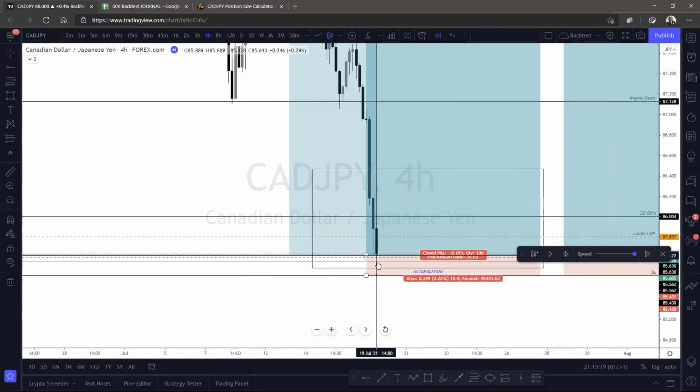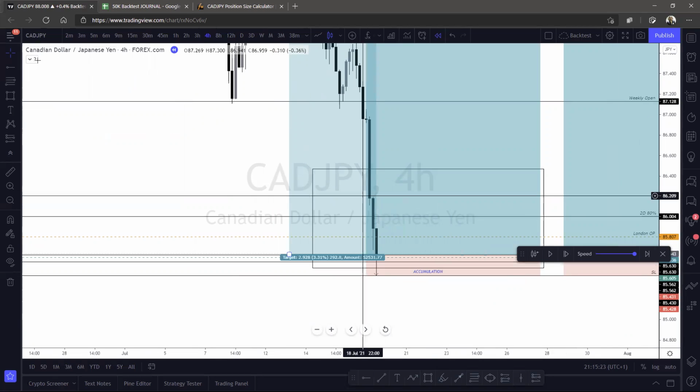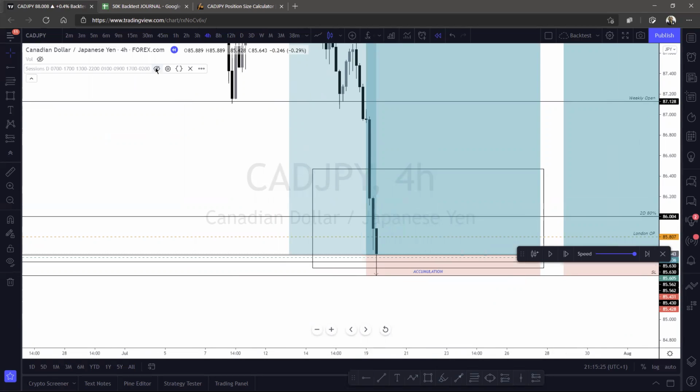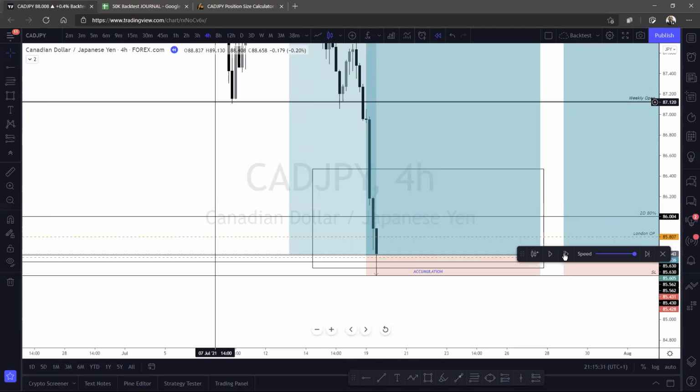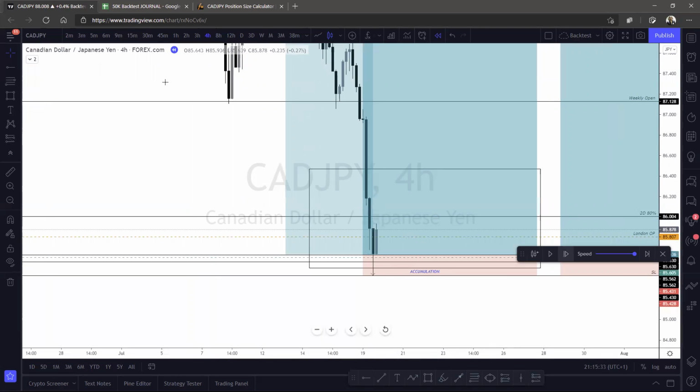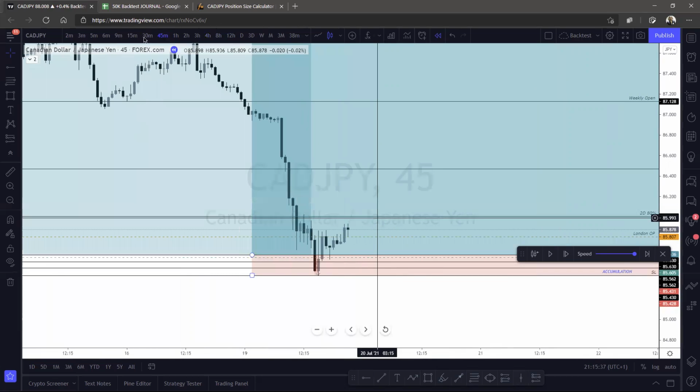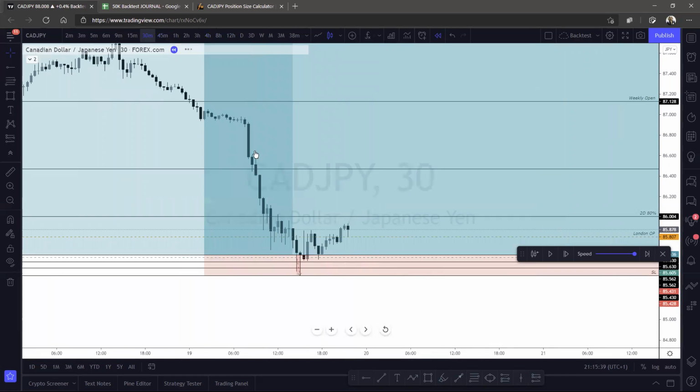Okay, so price would have tapped you in at 2 p.m., which is perfect timing again because that's New York London crossover, right bang in there. And then straight away after that, thing. So let's see if there was a lower time frame.